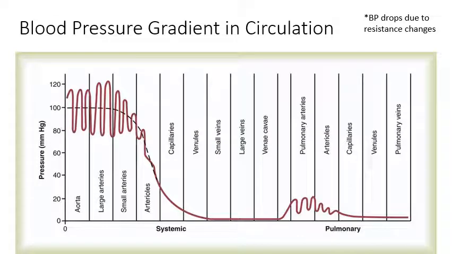So this graph is showing how blood pressure changes throughout the different parts of the circulation, first in the systemic circulation and then in the pulmonary circulation. You start out at the aorta with really high blood pressure as the blood is just emerging from the heart. These peaks are the blood pressure when the ventricles are in systole and they are ejecting blood into the aorta. And these troughs are ventricular diastole, when the ventricles are relaxed and you have less pressure in the aorta because no extra blood is being forced into it.